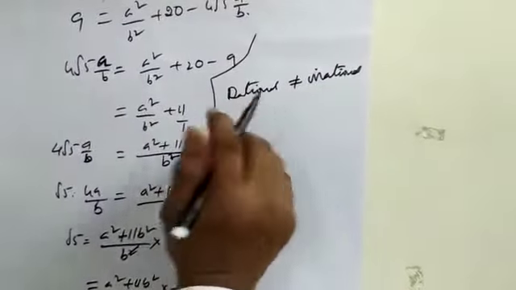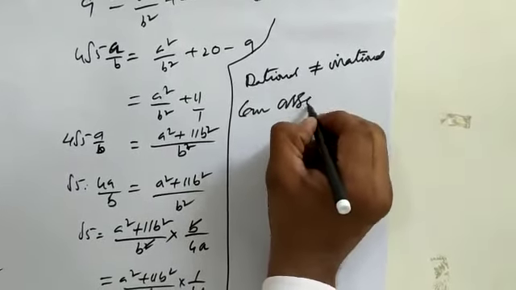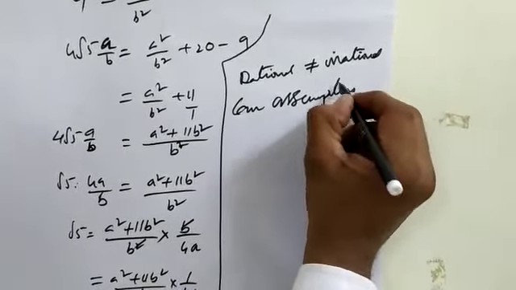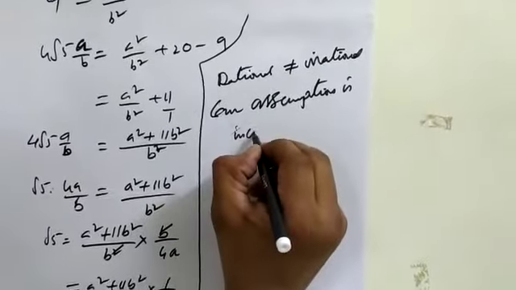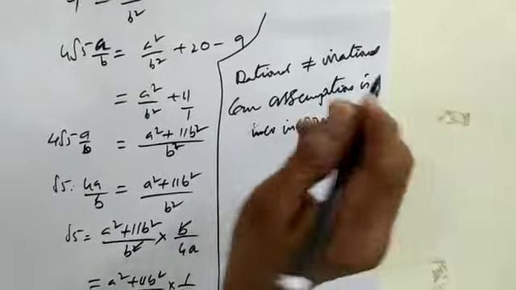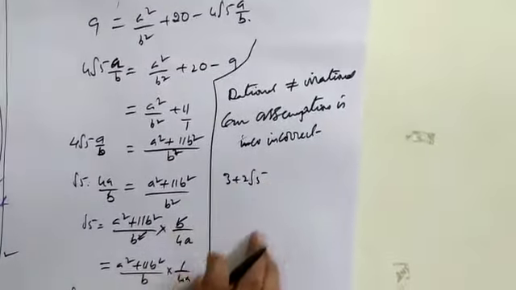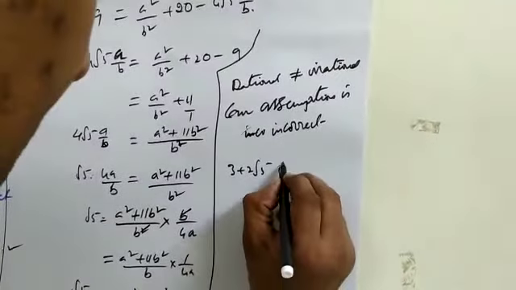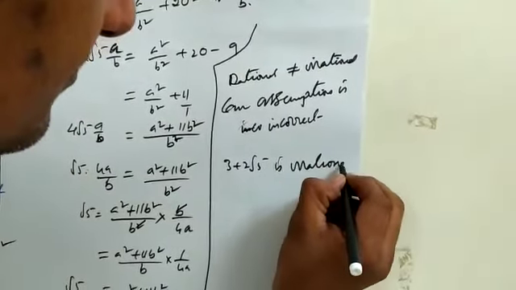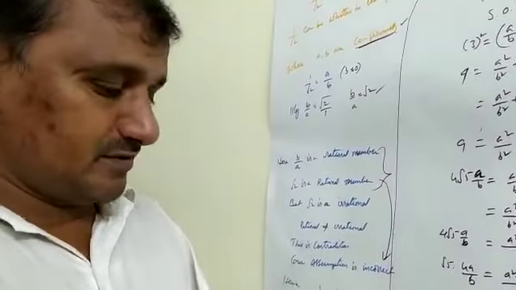Now this is a contradiction. Our assumption is incorrect. Now what is 3 plus root 5? 3 plus root 5 is an irrational number. The remaining topic we will discuss tomorrow.